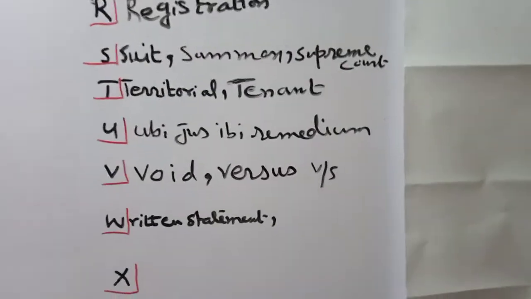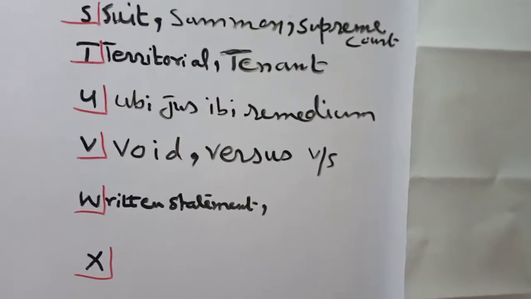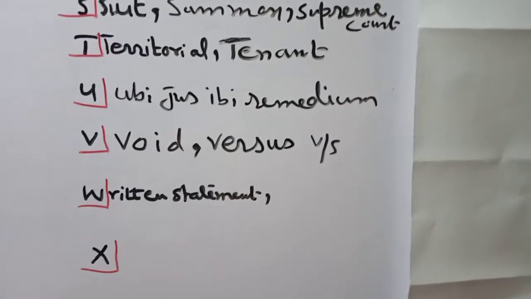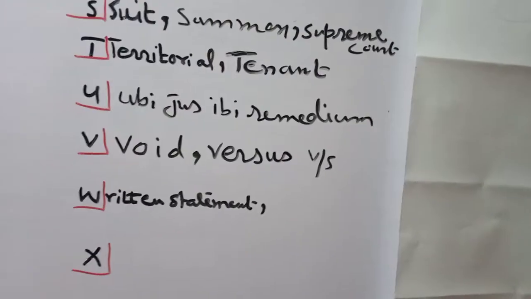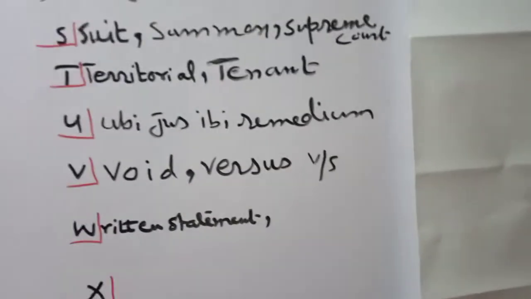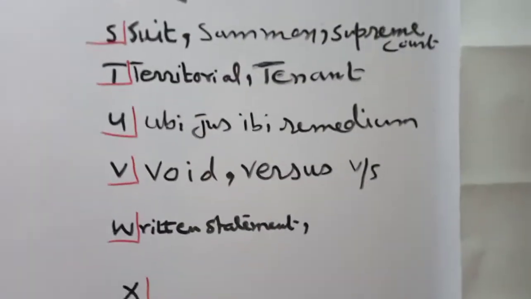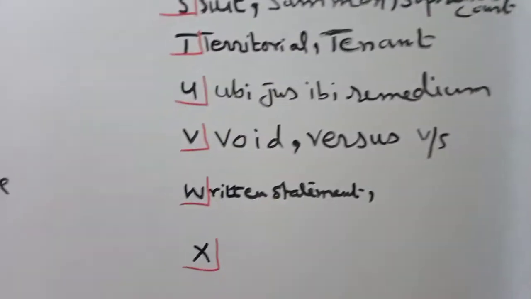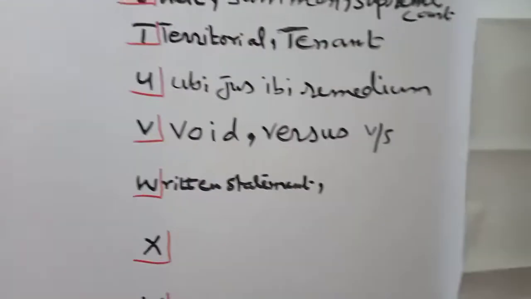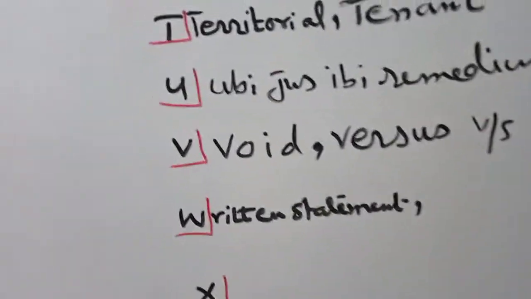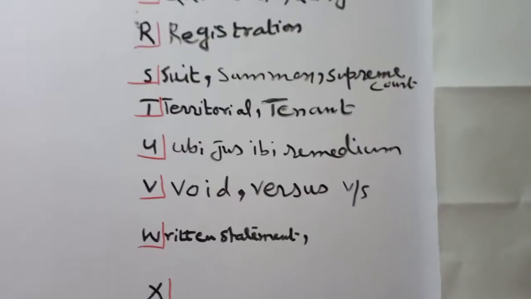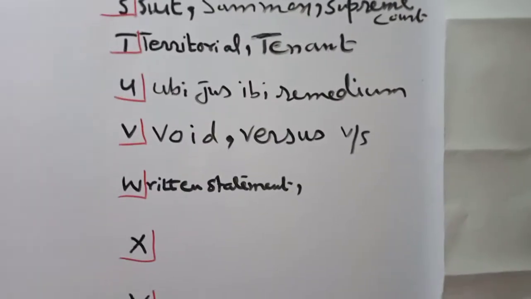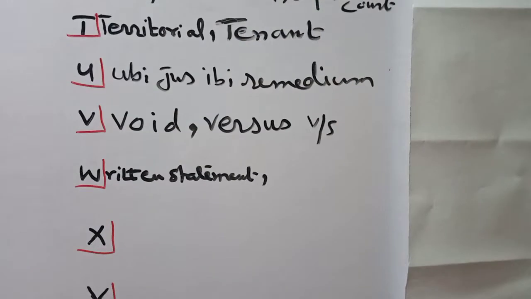Territorial means territory, means the limitation of the land or any area, is called territorial. Tenant means a person who is paying to another person and using his property is called tenant. Ubi jus ibi remedium. It means this is a maxim. It means if there is a wrong, there is a remedy. Latin maxim.